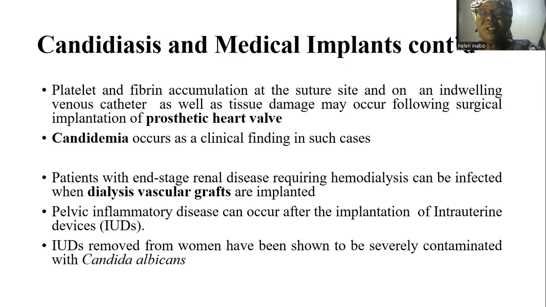For a prosthetic heart valve, there will be platelet and fibrin accumulation at the suture site, as well as tissue damage that may occur following the implantation of the prosthetic heart valve. Candidemia occurs as a clinical finding in such cases.